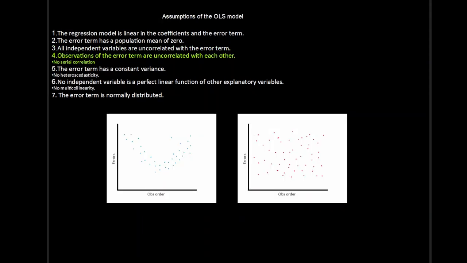Carrying on, when we take a look at our error term, we need to make the assumption and we need to witness that our error terms are unrelated to each other, that the error terms are not correlated to themselves. So if we take a look at the observation order versus the value of the error, we shouldn't see any pattern. If we see a pattern taking place, like what we see in this left-hand scatter diagram, where we have kind of this U shape, this would be problematic. We wouldn't want to see this.